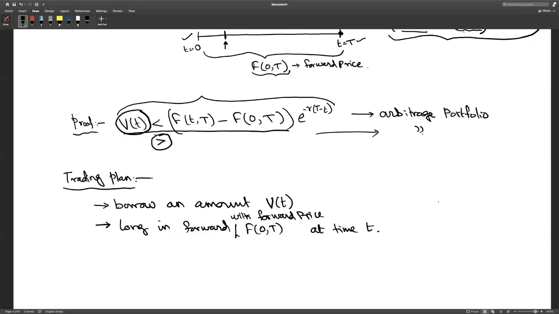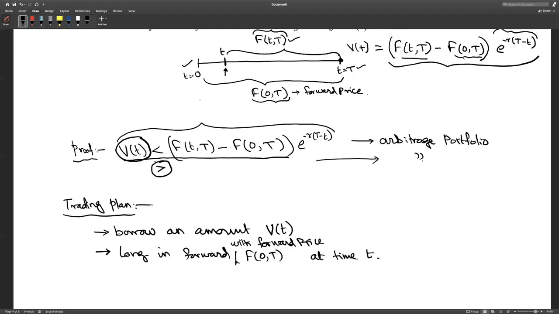Okay, so you look at this, you are taking this position at this time. Therefore you have to pay some money for this. This is not a realistic forward. You cannot do such things. Okay, it's just a mathematical proof to justify this formula. Go long in forward with this forward price at this time, hence you have to pay V of t.